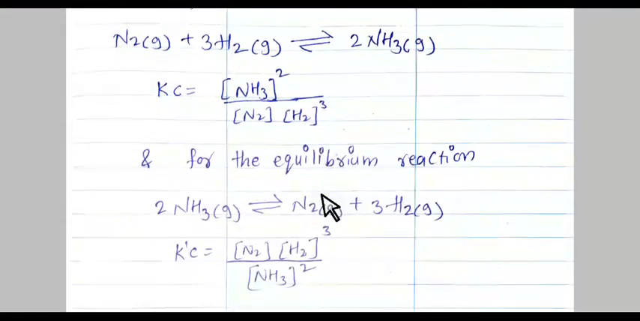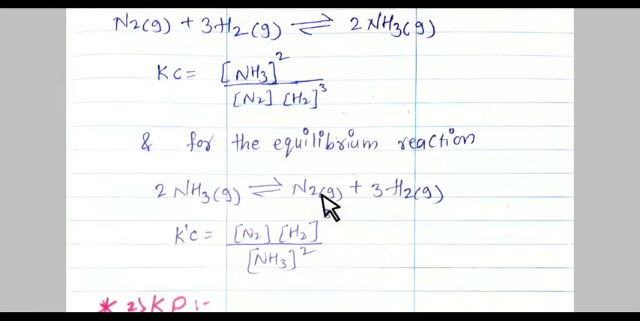For the reverse reaction, we have the formula just opposite to the Kc, meaning K dash C. So by the Haber process we can easily understand that Kc is nothing but the reciprocal of K dash C. Kc and K dash C are opposite to each other, or both are the reciprocal of each other.